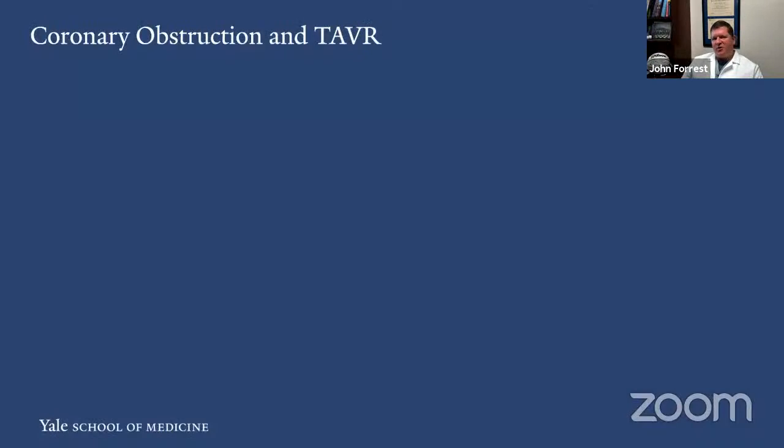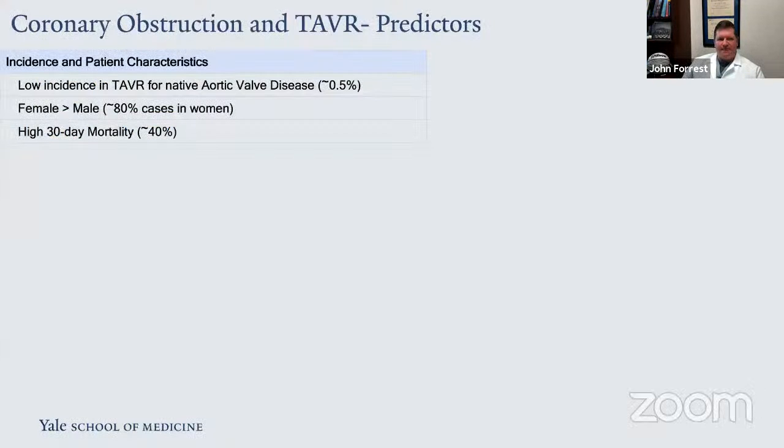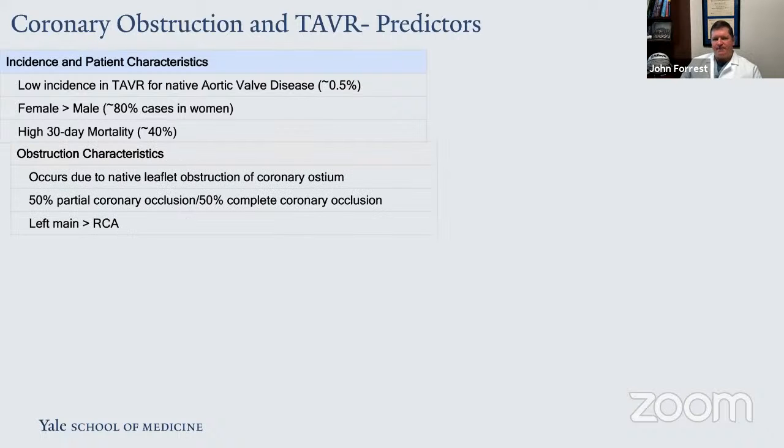So let's talk a little bit about coronary obstruction and transcatheter aortic valve replacement. A lot has been written about it, and there have been some nice reviews, and I've made a little slide here that I think tries to summarize it. When we talk about the incidence and patient characteristics, it tends to occur very rarely for native aortic valve disease, much higher for valve-in-valve. Interestingly, about 80% of the time it occurs in women, and it has a very high 30-day mortality rate, about 40%. It almost always occurs due to the native leaflet obstructing the ostium of the coronary artery.